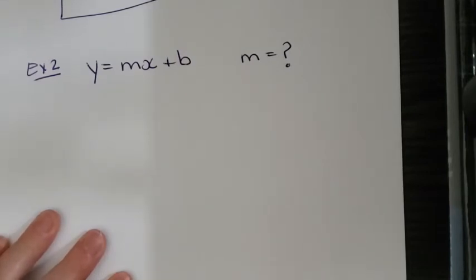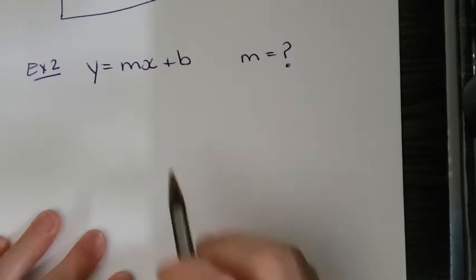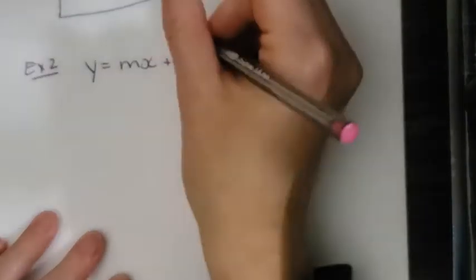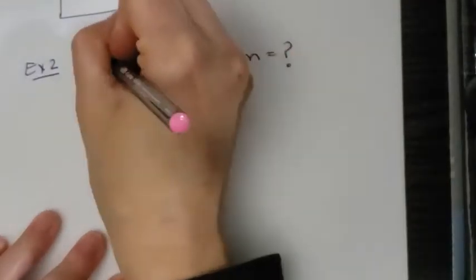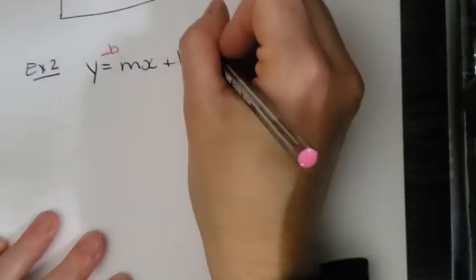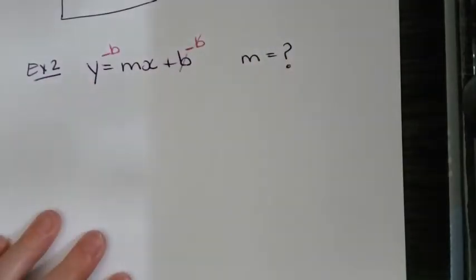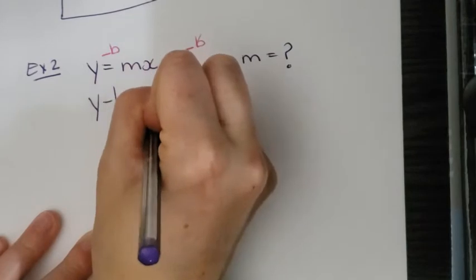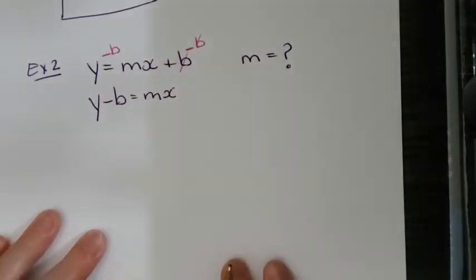And again, rearranging means you have to do the opposite, or everything backwards. So to make the b disappear, we do the opposite of adding b, which is subtract the b. So we're going to go minus b, minus b. B minus b is actually 0. It disappeared, which is exactly what I wanted it to do. So I'm left with y minus b is equal to mx.